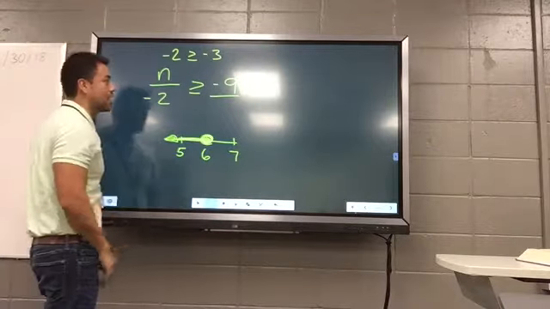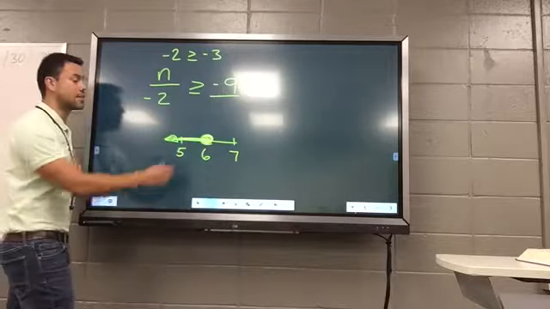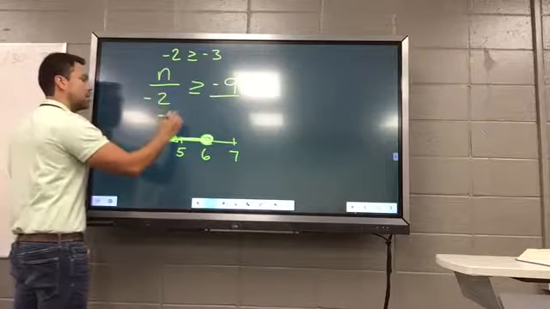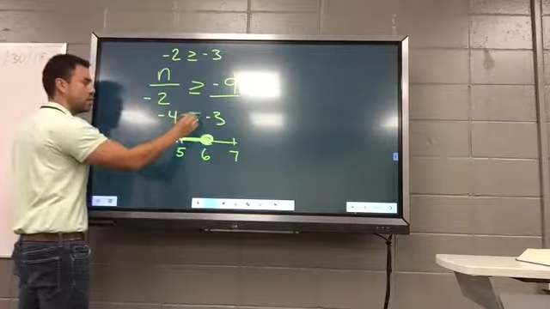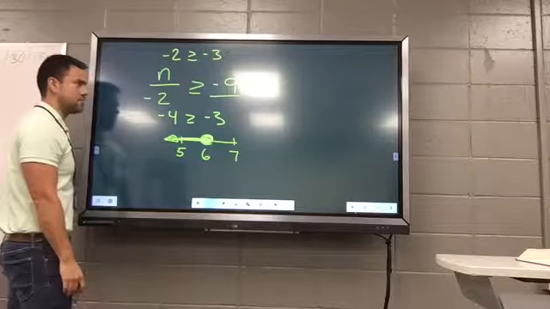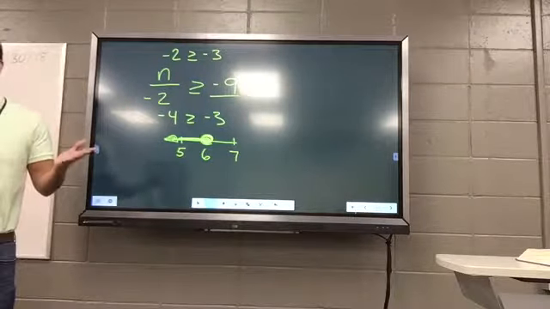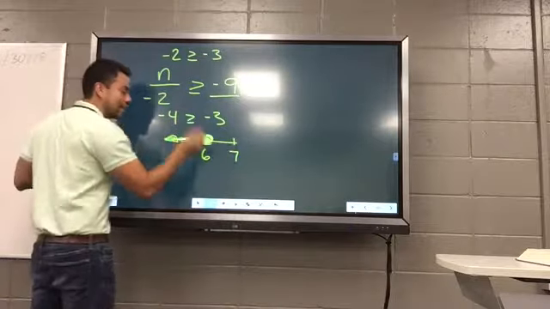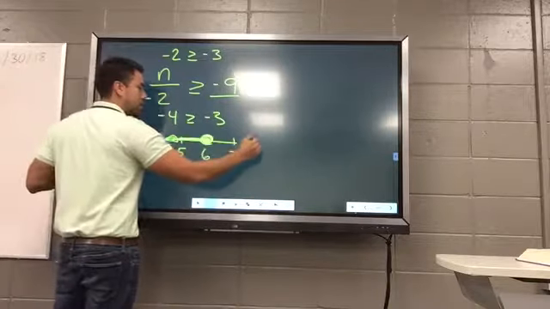Okay, yes. What number should not work according to this graph? 8. 8 is a good number to pick. What's 8 divided by -2? -4. And we said that was -3. Is -4 greater than or equal to -3? Do you ever say something you're not sure if you said it right or wrong? Have you ever had that? Okay, I unfortunately keep getting that. I think I said that, but is this true? No, that's why it's not part of my solution.